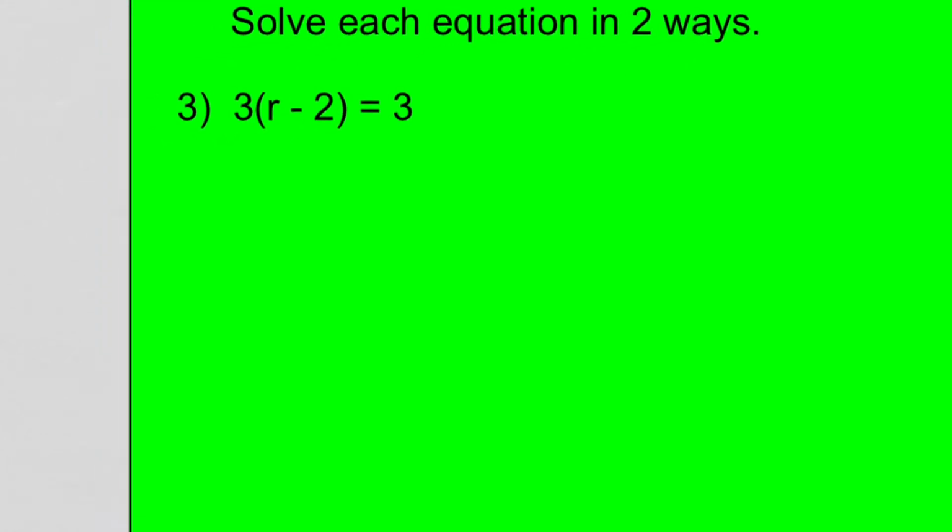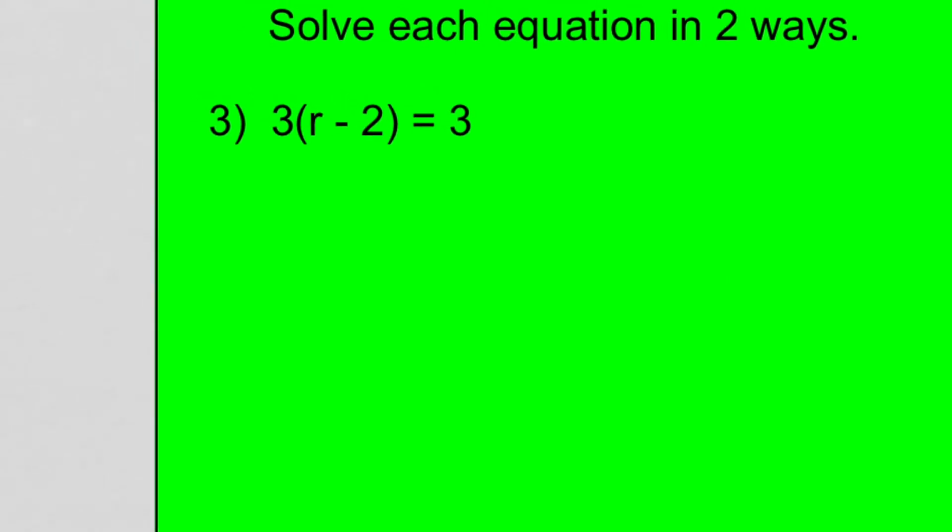So the first way we looked at, of course, is by expanding the expression to remove the parentheses. So, of course, we know this means 3 groups of r minus 2, and if we wanted to do this the shortcut way, we could do 3 multiplied by r and 3 multiplied by negative 2, and I would have 3r minus 6 equals 3. And then I would treat this as a typical 2-step equation.